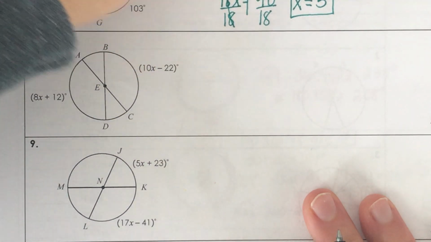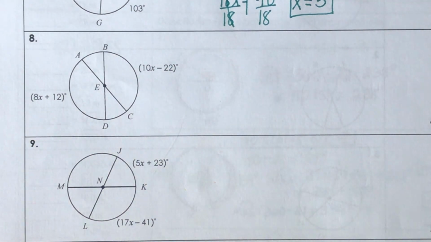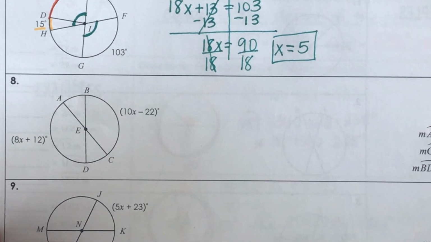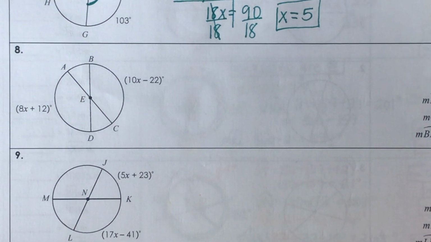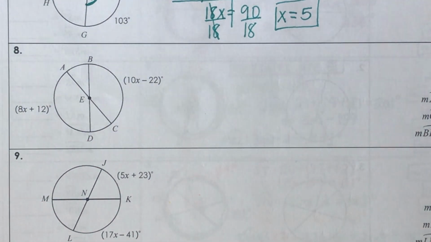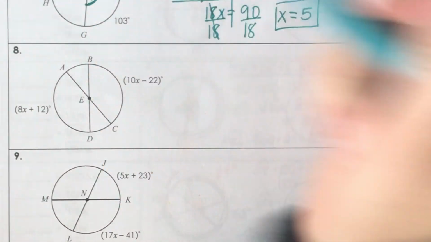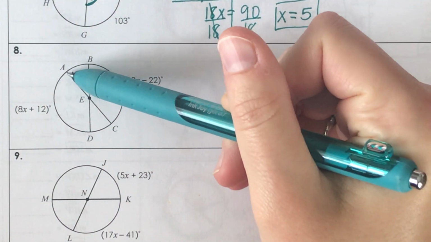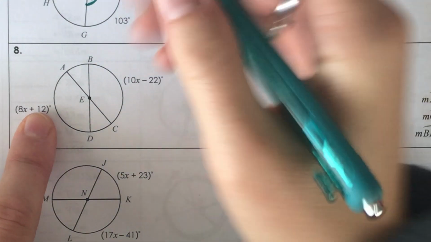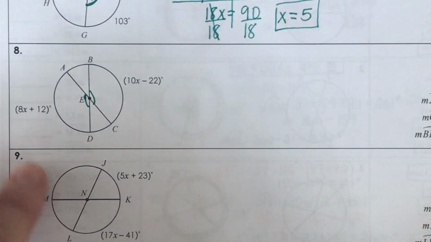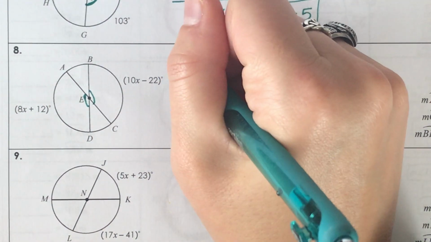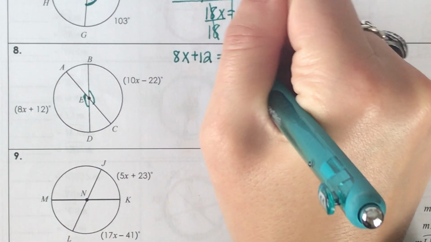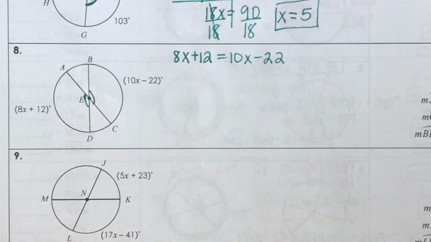All right, now you're going to notice in number 8 that not only do I ask you to find the x, but I'm also asking you to find some of the arc measures. So we're going to have to figure out what x is first, and then we're going to have to plug those in. Now, I am given this angle over here, B to C, and I'm given this arc B to C, and then I'm also given arc A to D. I know that these two are vertical angles, so I know that these two must be equal to each other.